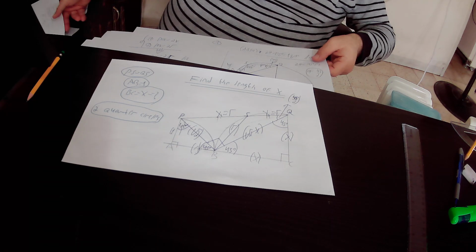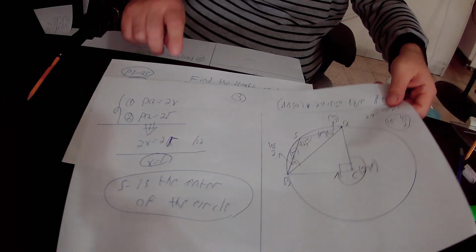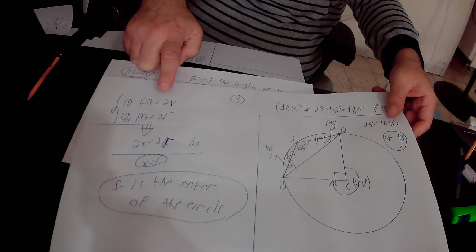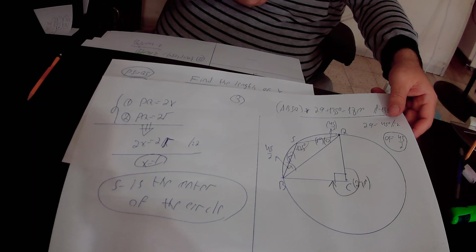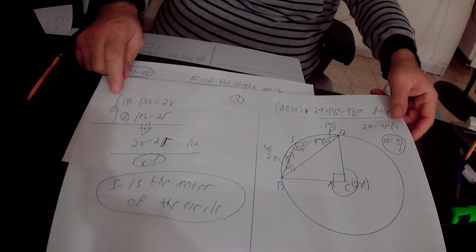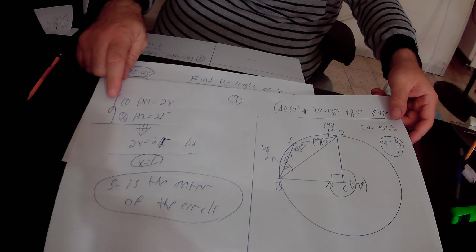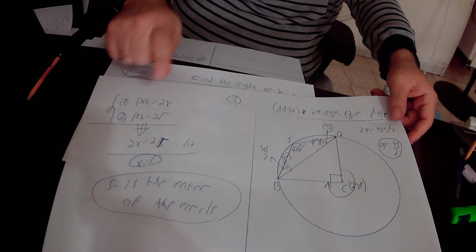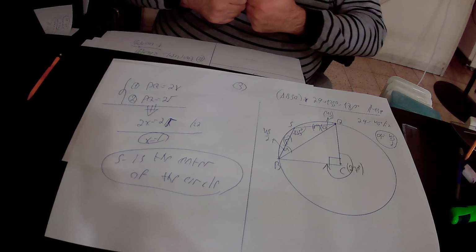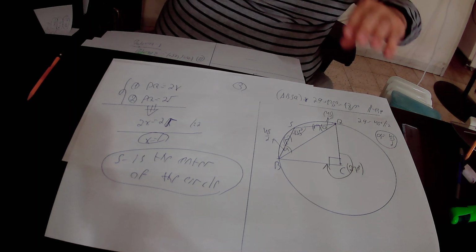Let me repeat again. From one side, PQ equals 2x. From the other side, PQ also equals 2r. It is the diameter of the circle. So from those two equations, equation number 1 and equation number 2, we derive that 2x equals 2r. We divided this equation by 2 and finally found out that x equals r.